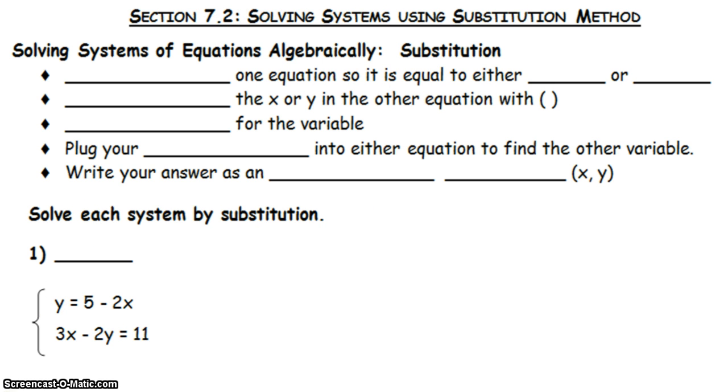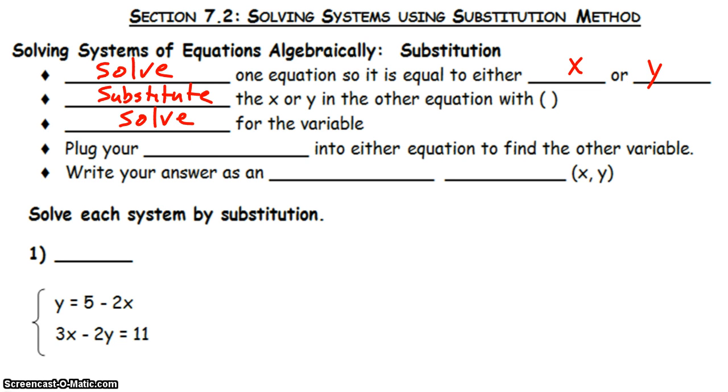First thing we would have to do is solve one equation for either x or y. That'll be your choice. It's always best to pick the variable that has 1 as a coefficient because that makes it very easy to solve for. Once you do that, it's called substitution because you substitute the x or y in the other equation with parentheses. And then you solve for that variable.